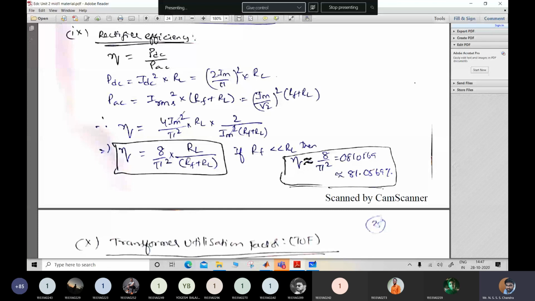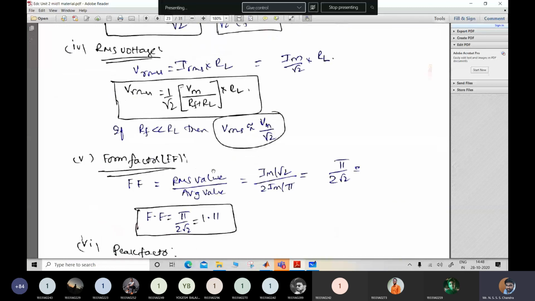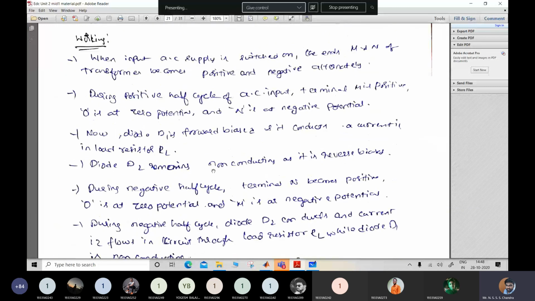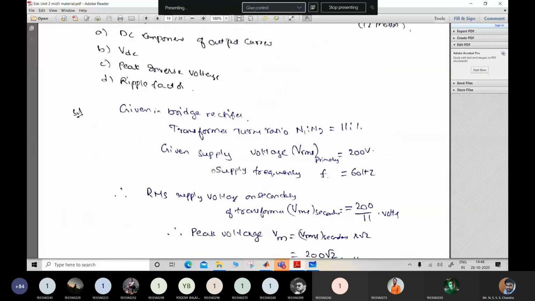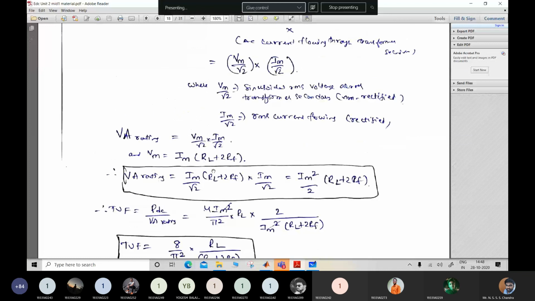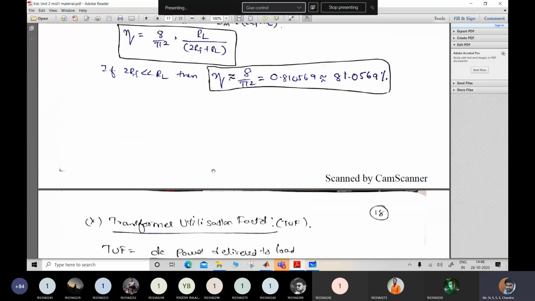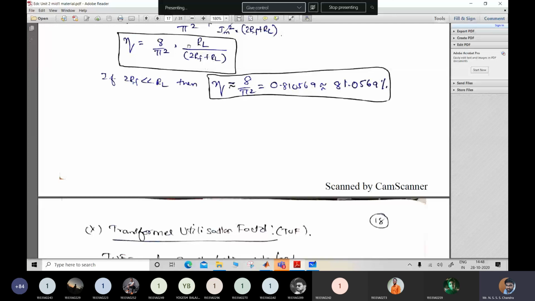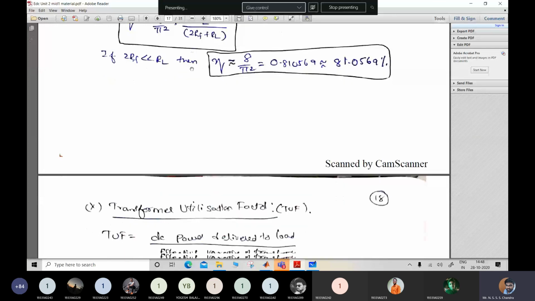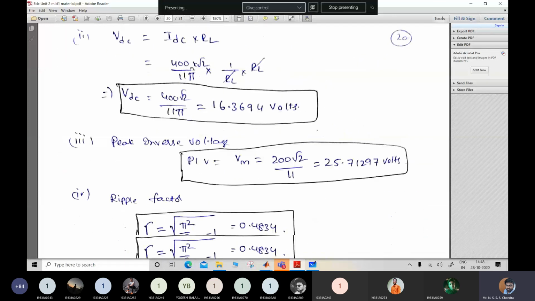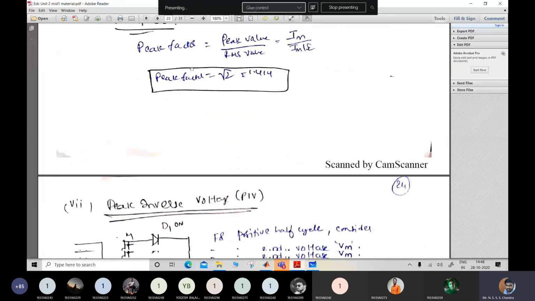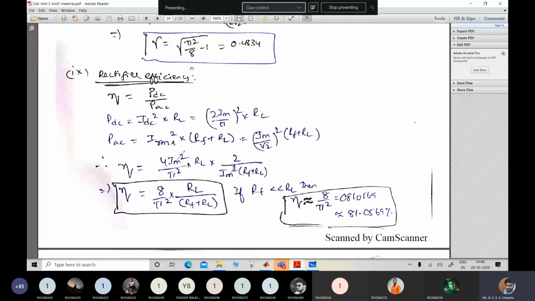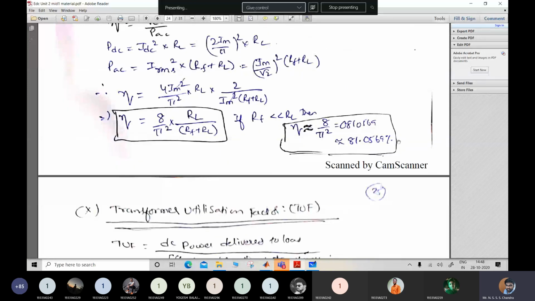Here you can see that I have used only RF plus RL, whereas in the bridge configuration, I might have used RL by 2 RL plus 2 RF. In the bridge rectifier configuration, you are getting 2 RF, whereas in center tap configuration, I'm getting only one single RF. That too you can neglect for practical purposes. Again, it is 8 by pi square into 100.